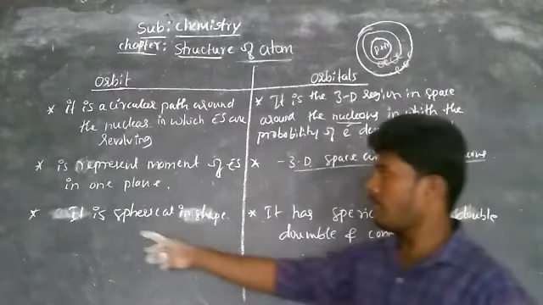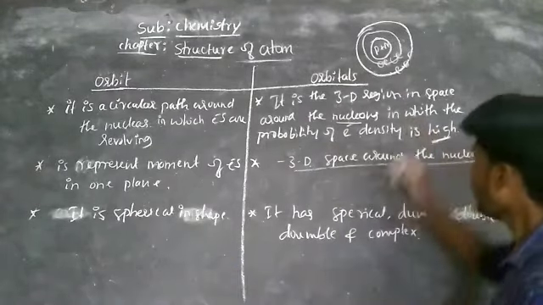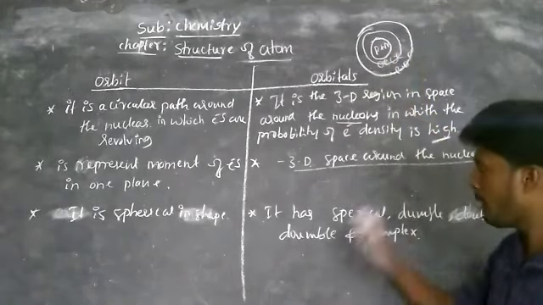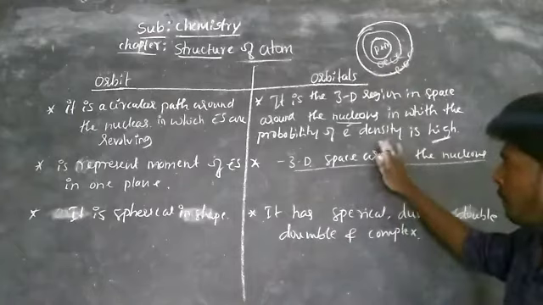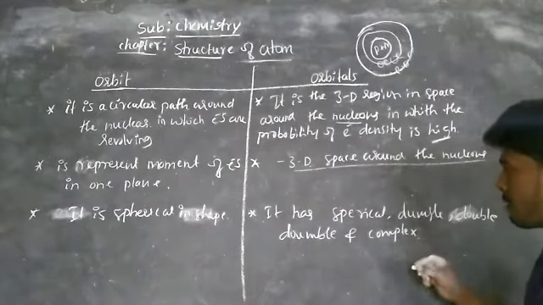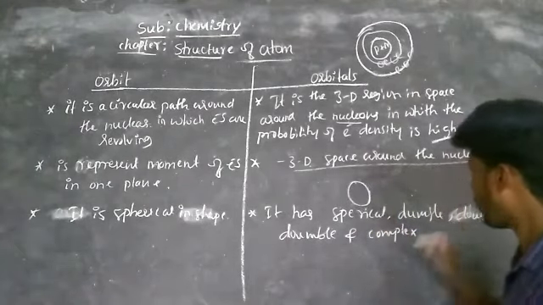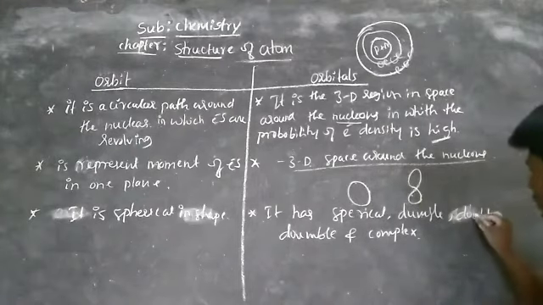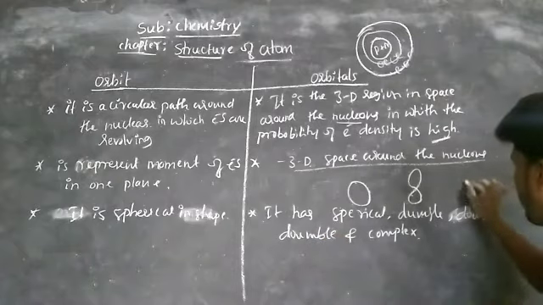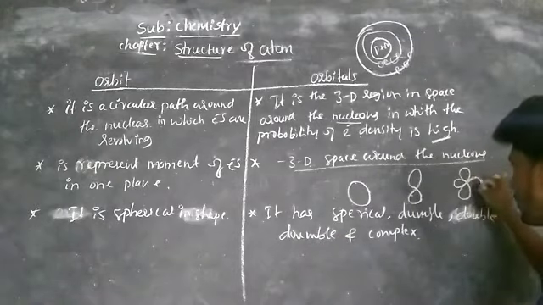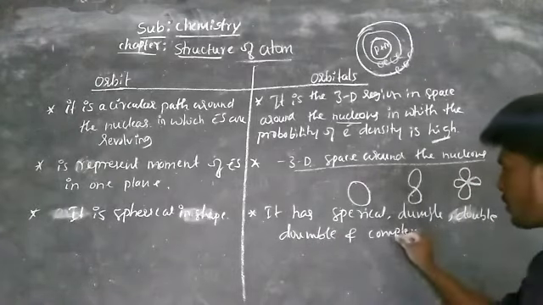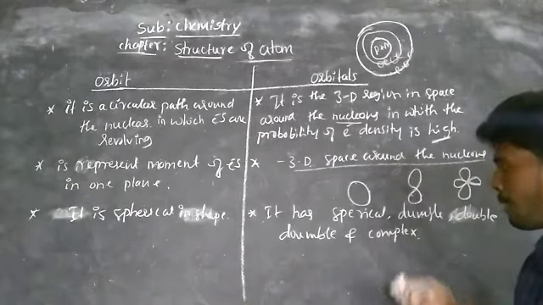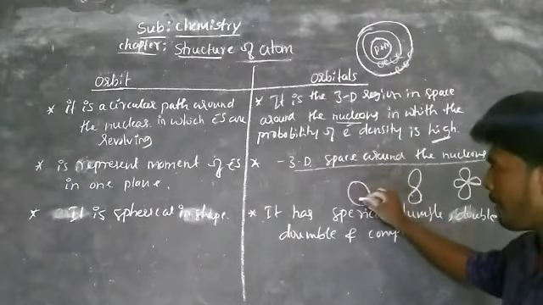Now it is spherical in shape. So observe here, this orbit is spherical in shape, but these orbitals have different shapes. That is either spherical shape or dumbbell shape. This is the dumbbell shape, like an 8, and the double dumbbell shape. Double dumbbell shape means like that. And this is the complex. Complex means we can't draw it, it is difficult. That is called complex. So observe here, this is three-dimensional.